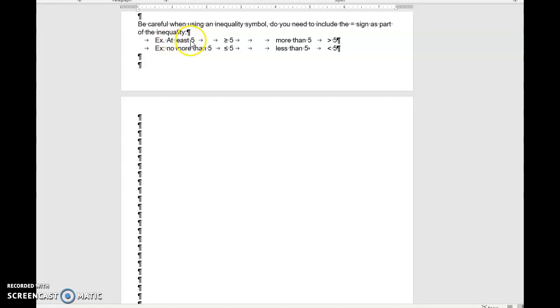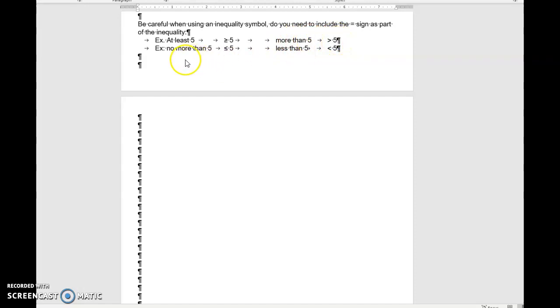Can it be 5? Yes. It says at least 5 means 5 or more. So whatever we got to do is got to be greater than or equal to 5. In this example, it says more than 5. Well, can it be 5? No, not the way it's worded. It's got to be more than 5, so it's got to be greater than 5 and not have the equal sign here.